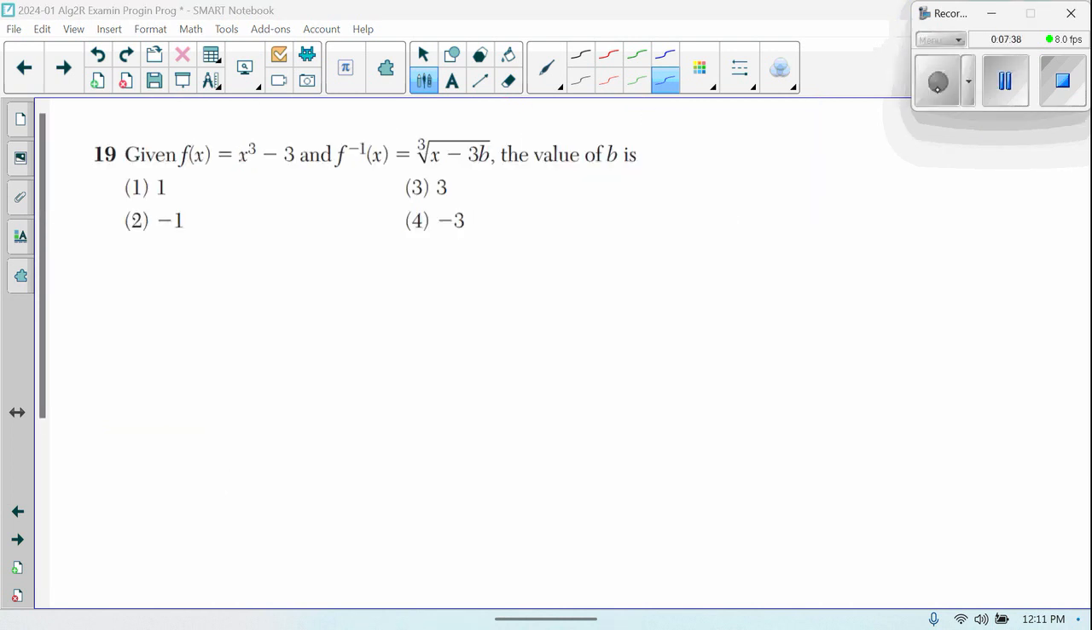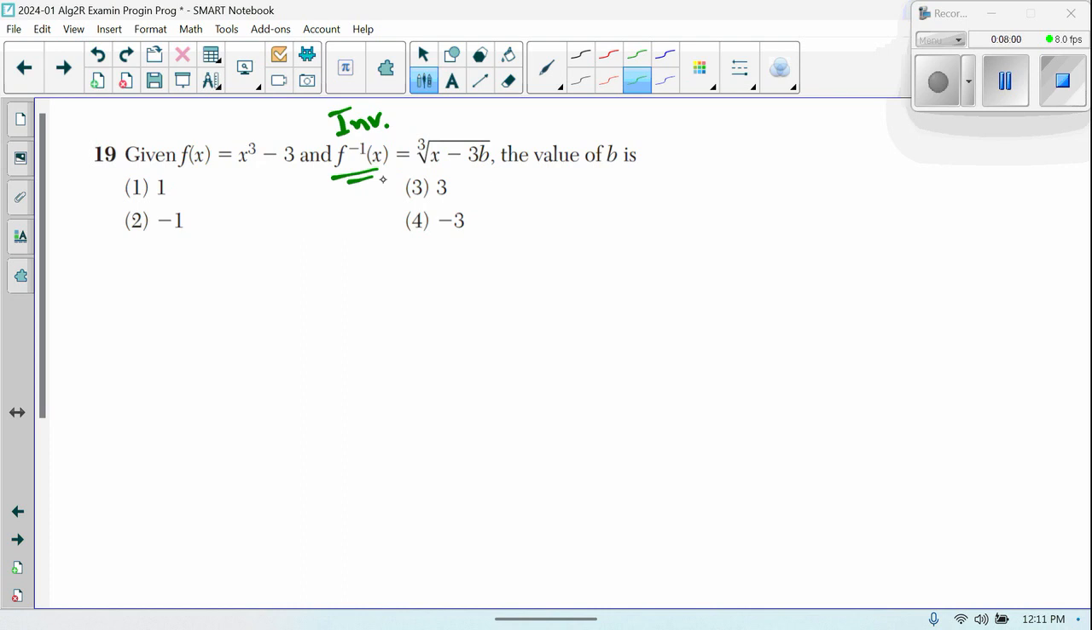Simple algebra problem. Let's go. 19. Given f of x is x cubed minus 3, and f negative 1 of x, this is the inverse of f, is the cubed root of x minus 3b. The value of b is what?